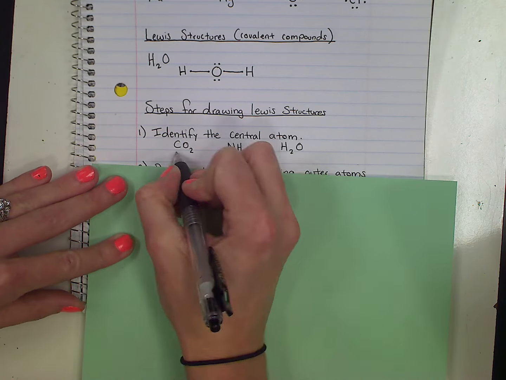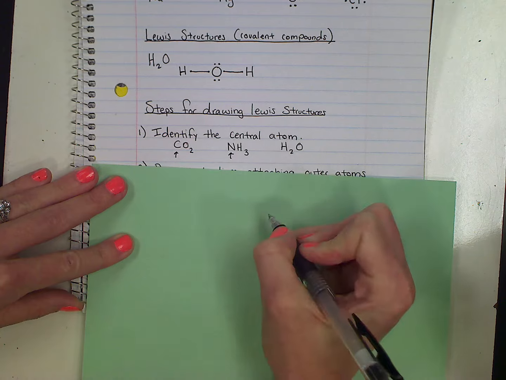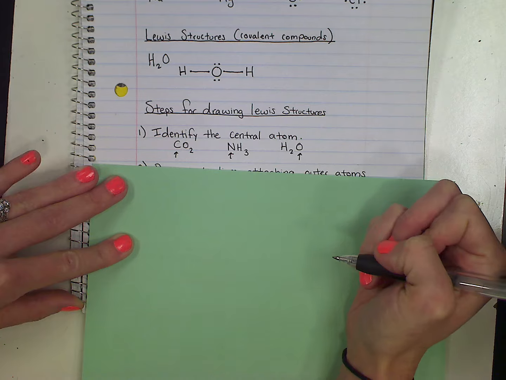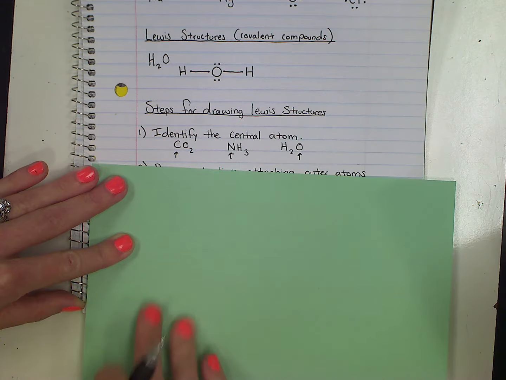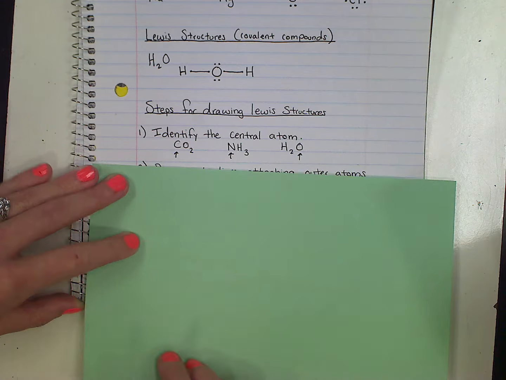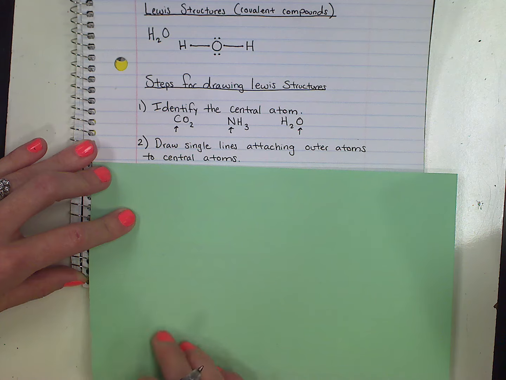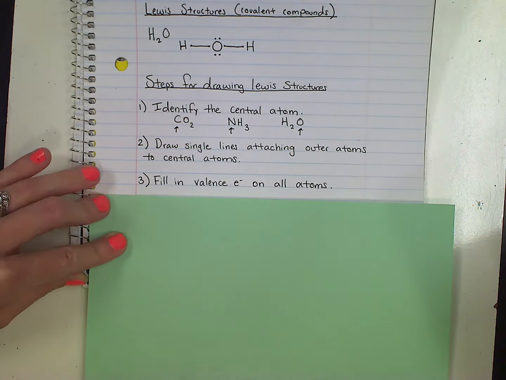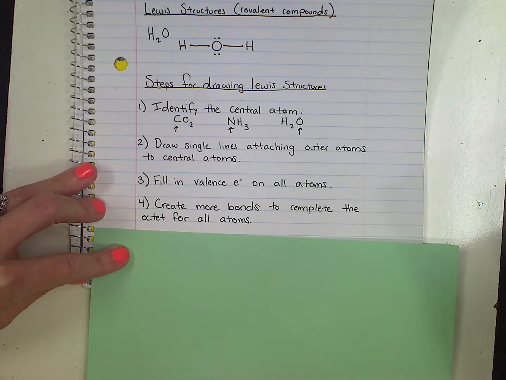So in this case it will be the carbon, in this case it would be the nitrogen, and in this case it would be the oxygen. So basically look out for whatever element you only have one thing of, and then surround the rest of them with the extra elements. The next thing you want to do is draw single lines attaching the outer elements to the central ones. Step 3, fill in the valence electrons on all the atoms. And step 4, create more bonds to create the octet for all of the atoms.